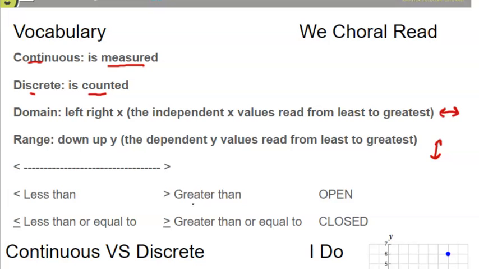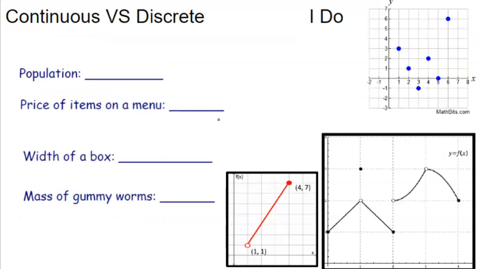We have less than, greater than. Those are open intervals. And we have less than or equal to, greater than or equal to. Those are closed intervals. Continuous versus discrete. I'll do this example for you.